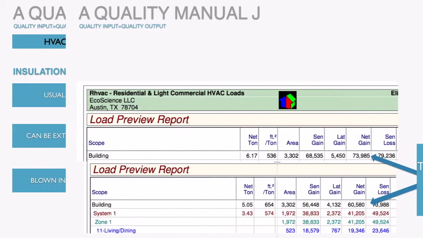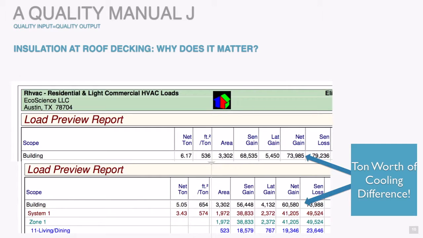And why does that matter? Well, let me show you. So again, I'm comparing two different files, having made only one change to that file. And that change in this case was the location of the mechanical equipment. So in this case, I've pointed out that your net gain, so again, when we say net gain, we're talking about the cooling load for the house. The net gain in this case is different by over a ton.